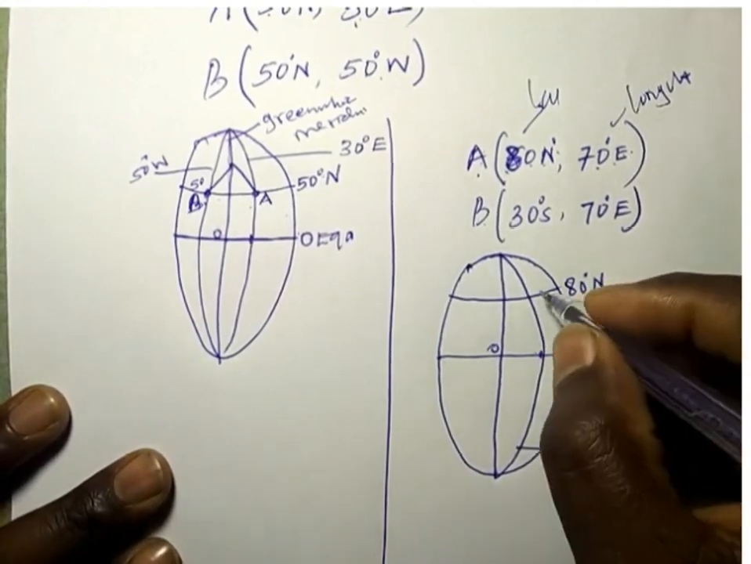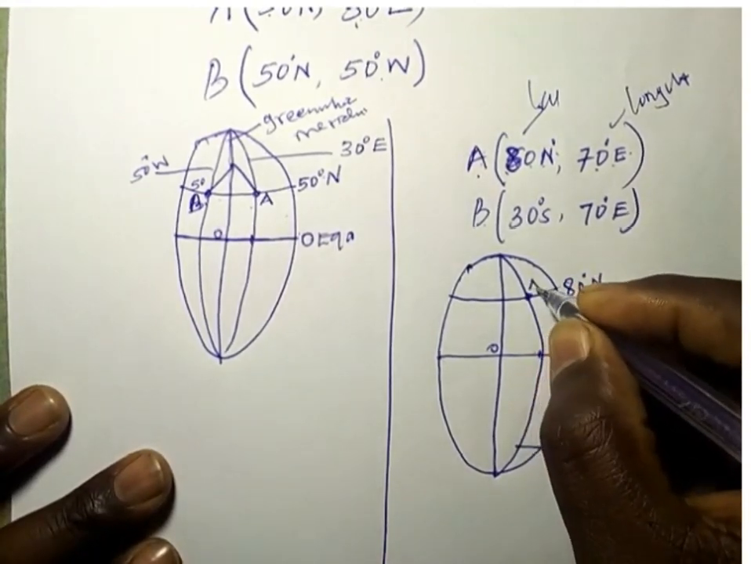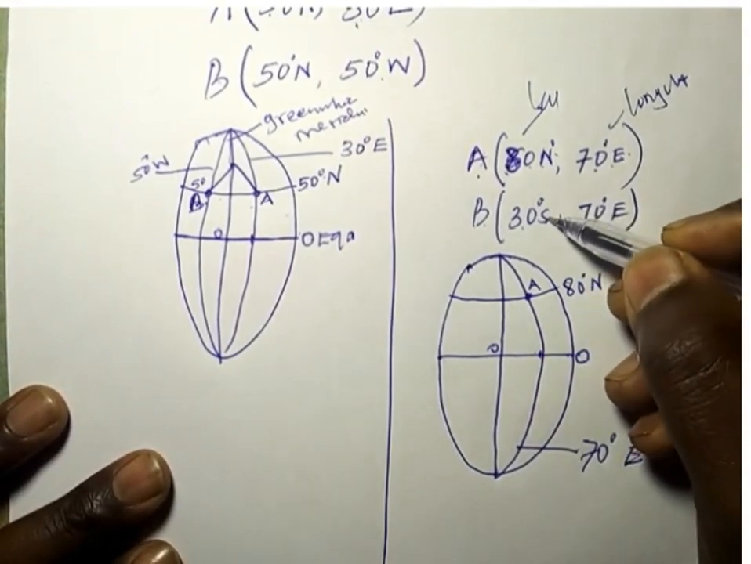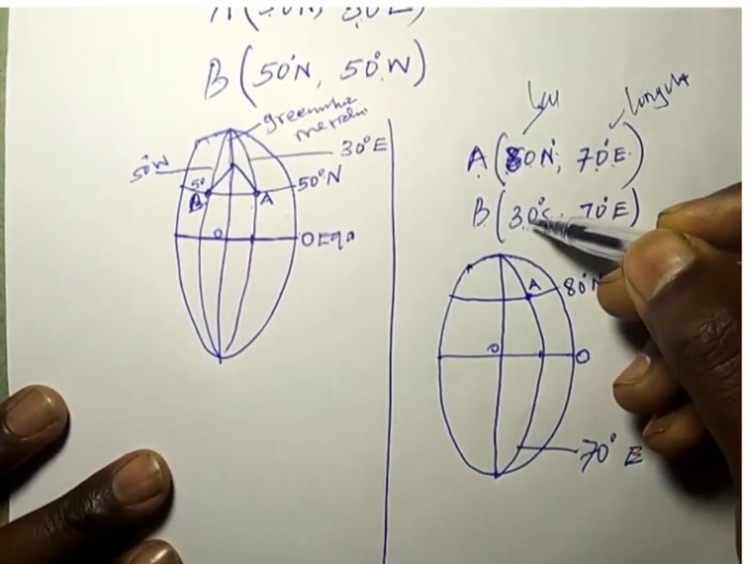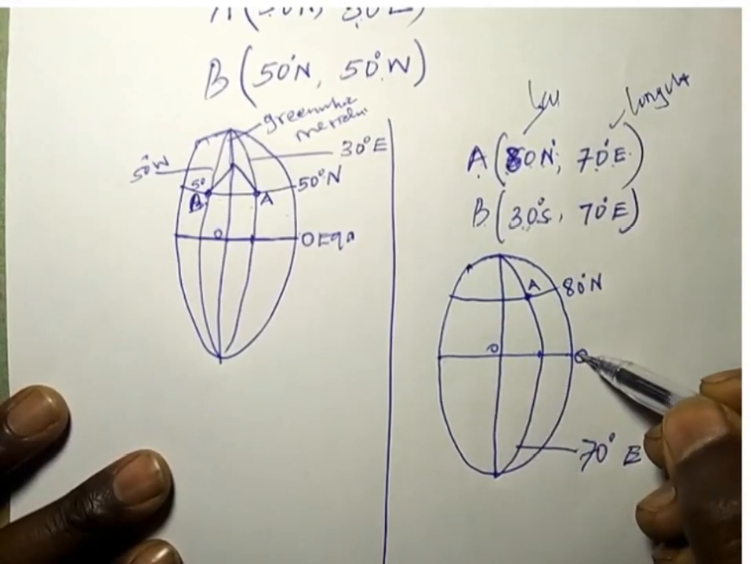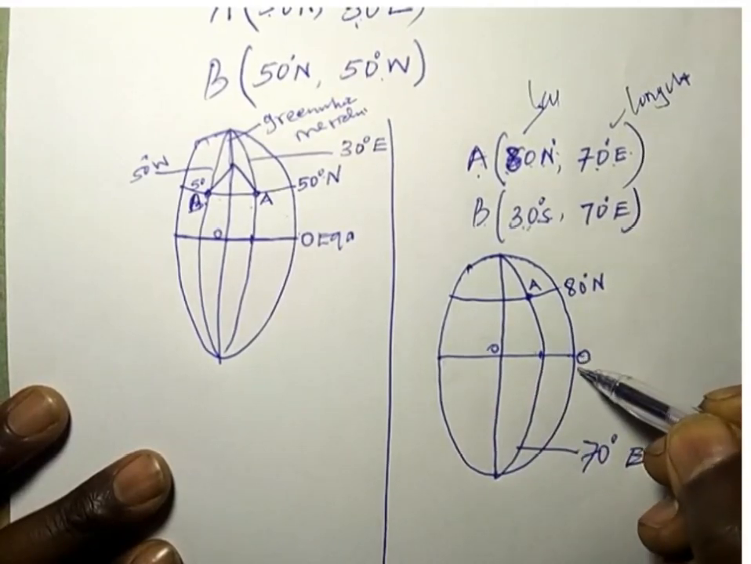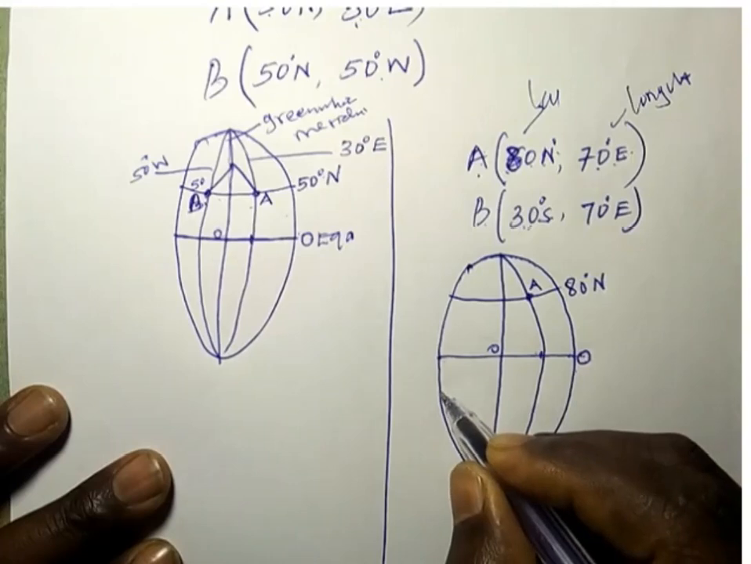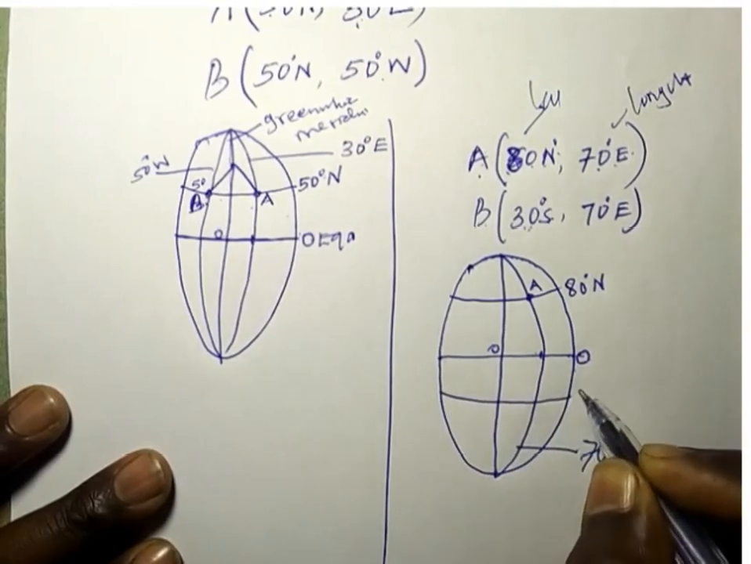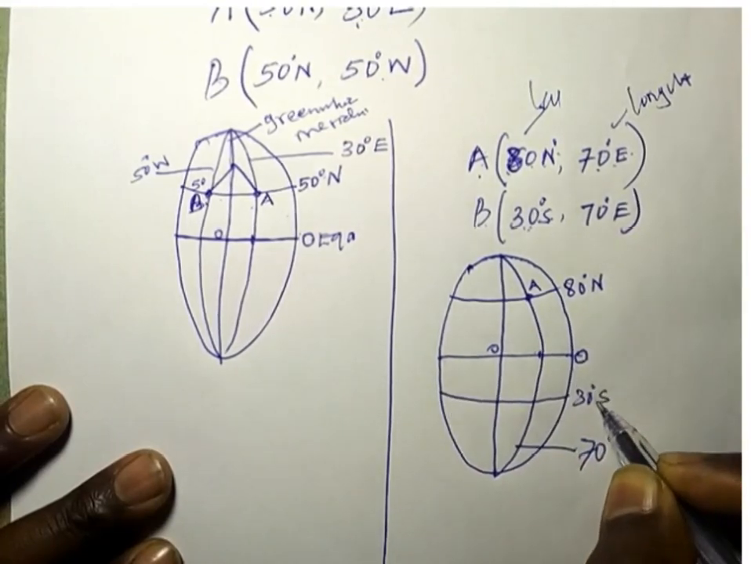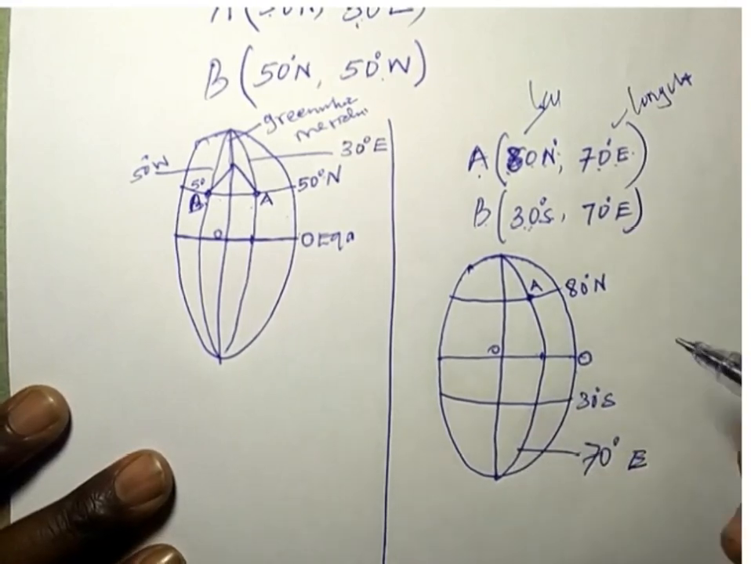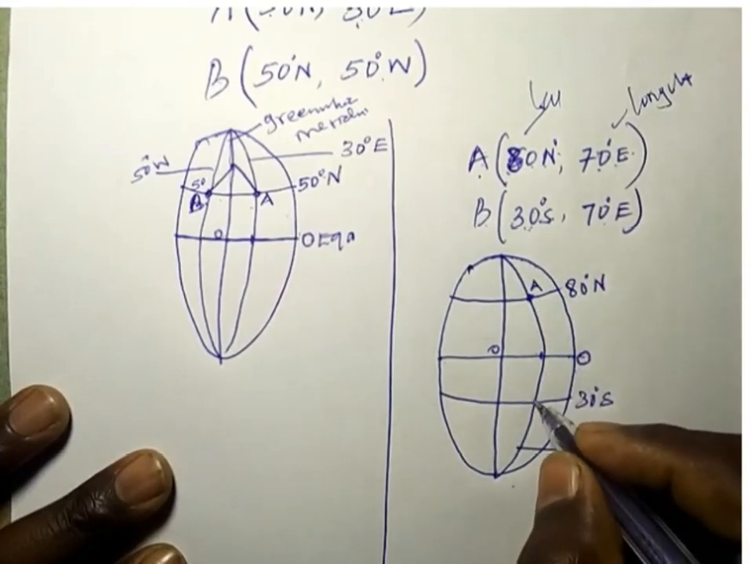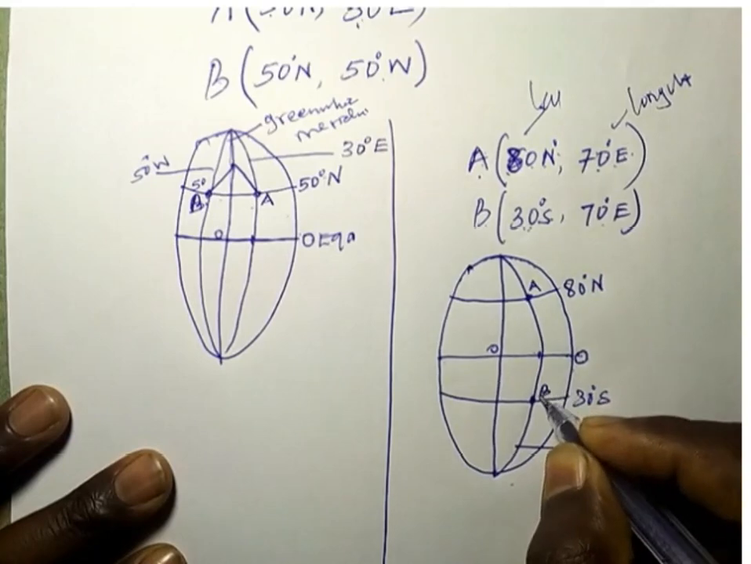Point A is here. Point B is 30 degrees south. This tells us it is below the equator. If this is the equator, 0, south begins in here, downwards. So 30 degrees will be somewhere here. This is 30 degrees south, right? But they are on the same longitude, this longitude 70. So this is point B.